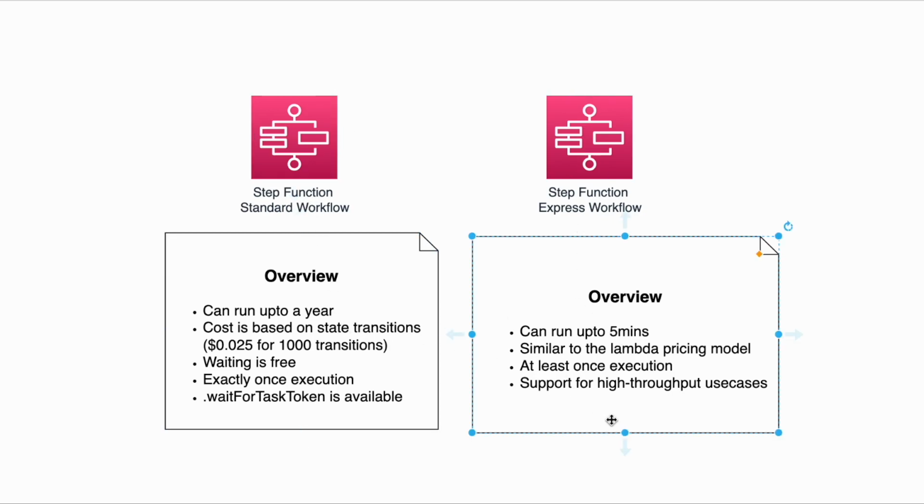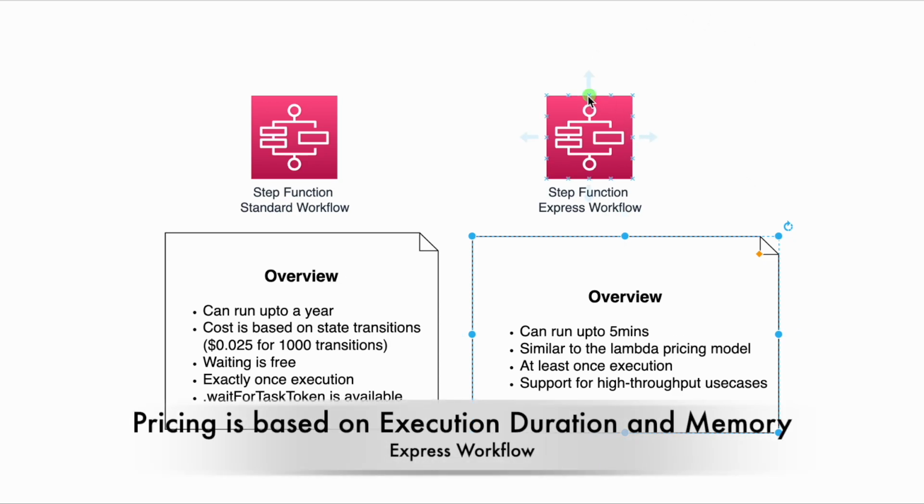When it comes to express workflows, the maximum duration that it can run is up to 5 minutes. You can't run more than that. So this is not good for any workflows that take more time than 5 minutes. When it comes to pricing, it's quite similar to Lambda pricing. Here, the pricing model is based on the execution time of this Step Functions express workflow.